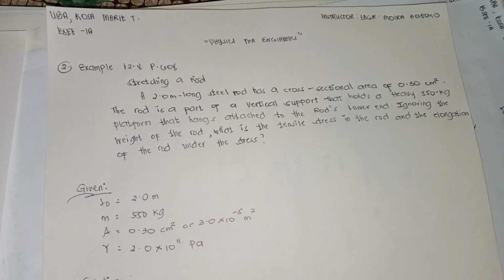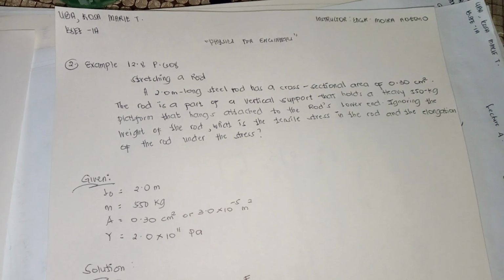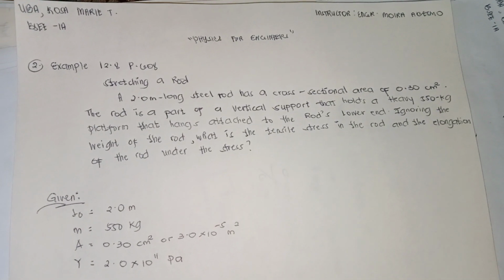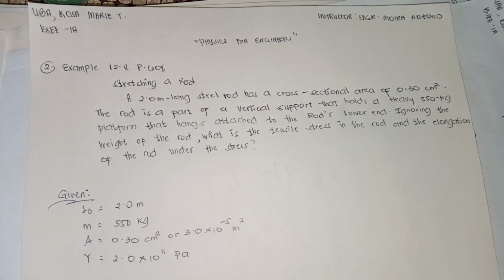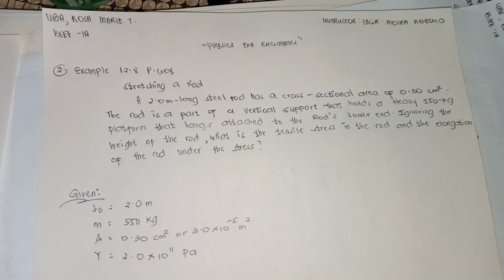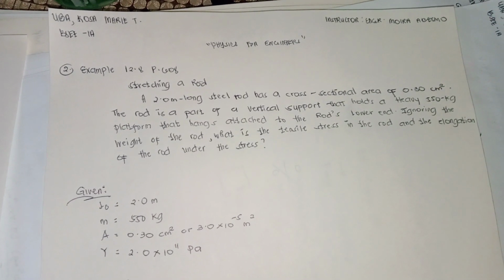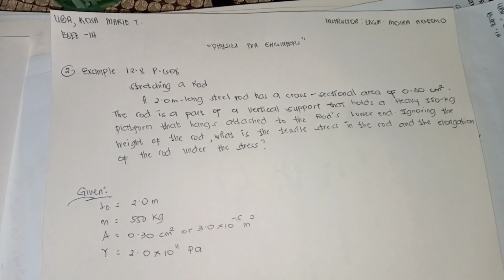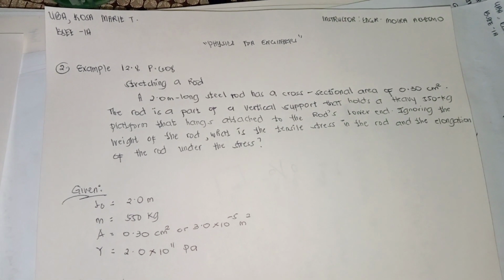So, for problem set number 2, example 12.8, page 608. Stretching a rod. A 2.0 meter long steel rod has a cross-sectional area of 0.30 centimeters squared. The rod is part of a vertical support that holds a heavy 550 kilogram platform that hangs attached to the rod's lower end, ignoring the weight of the rod. What is the tensile stress on the rod and the elongation of the rod under the stress?